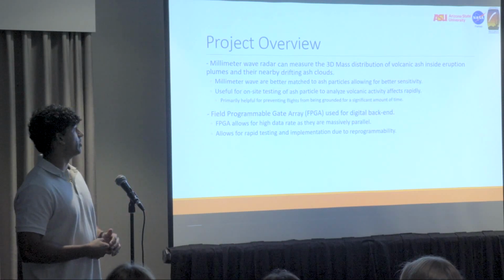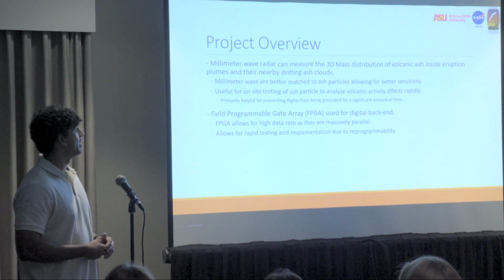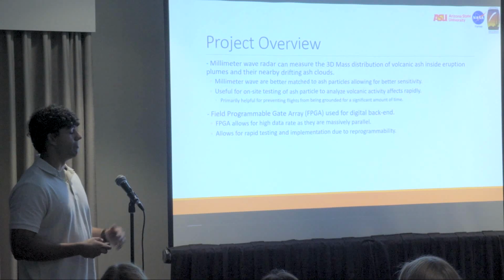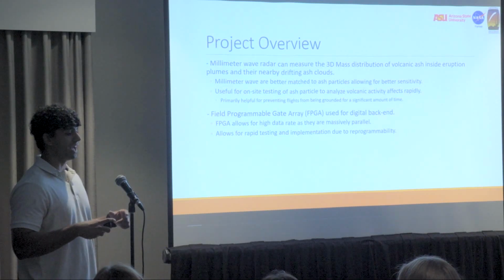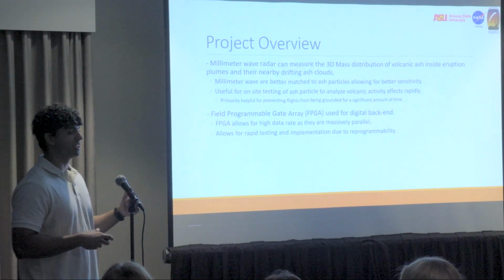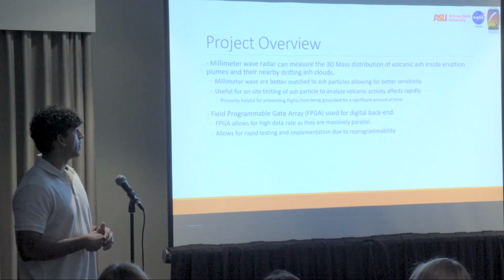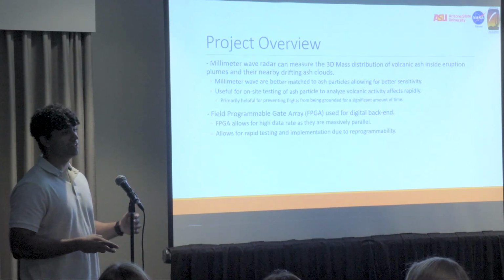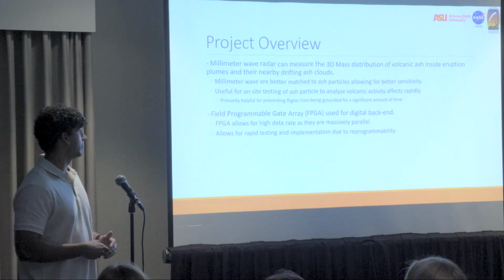For this project, we'll be utilizing a millimeter wave radar to measure the 3D mass distribution of ash clouds and plumes. Millimeter wave is ideal for this scenario as it's better matched for the ash cloud size. Millimeter wave is between 30 to 300 gigahertz, and the wavelength is between 1 centimeter and 1 millimeter. This allows for better sensitivity for the sensor, with less noise and better data accuracy.